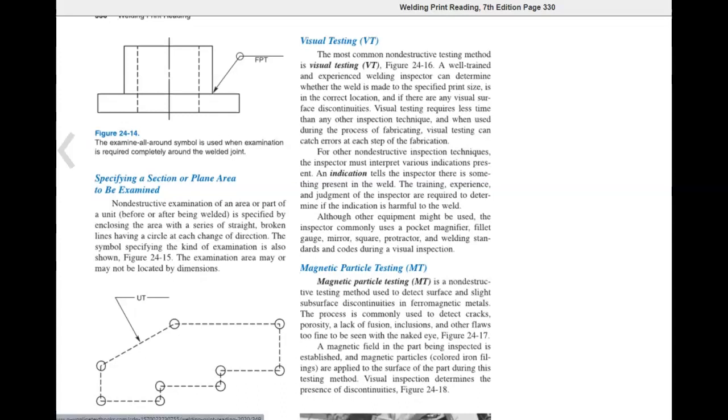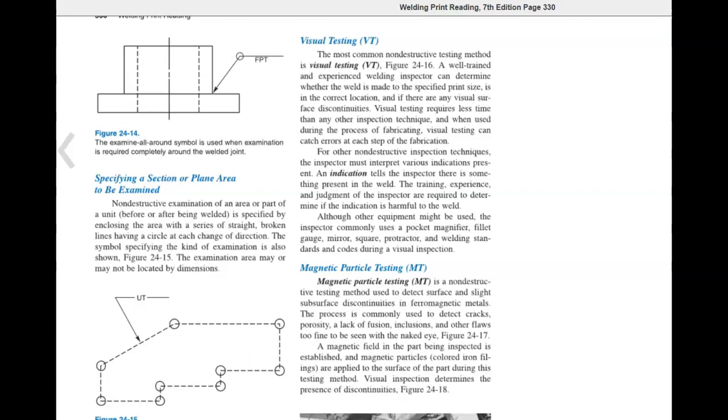Visual testing. The most common non-destructive testing method is visual testing. Figure 24-16. A well-trained and experienced welding inspector can determine whether the weld is made to the specified print size, is in the correct location, and if there are visual surface discontinuities. Visual testing requires less time than any other inspection technique, and when used during the process of fabricating, visual testing can catch errors at each step of the fabrication.